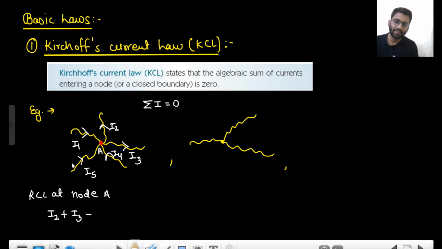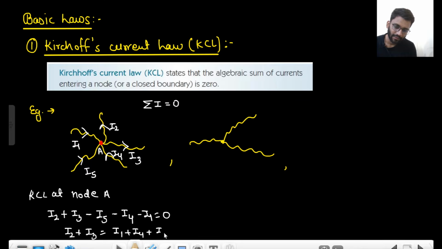Now what are the currents incoming? I5 is incoming. I4 is incoming. I1 is incoming. Equals to 0. Okay, so basically I2 plus I3 is equal to I1 plus I4 plus I5.